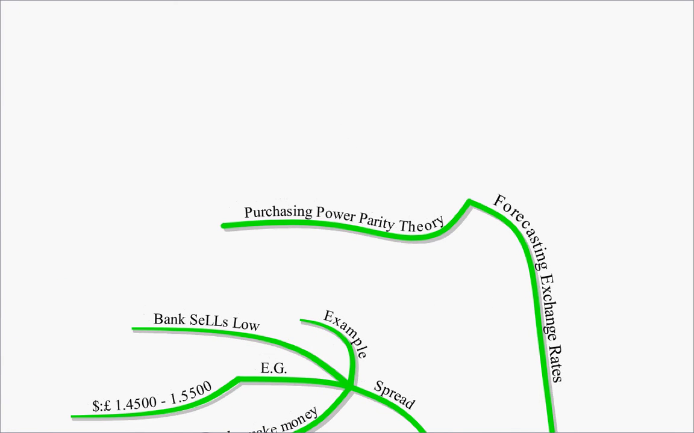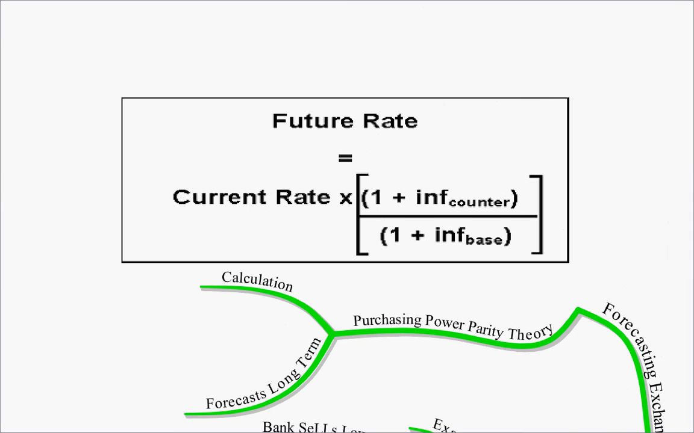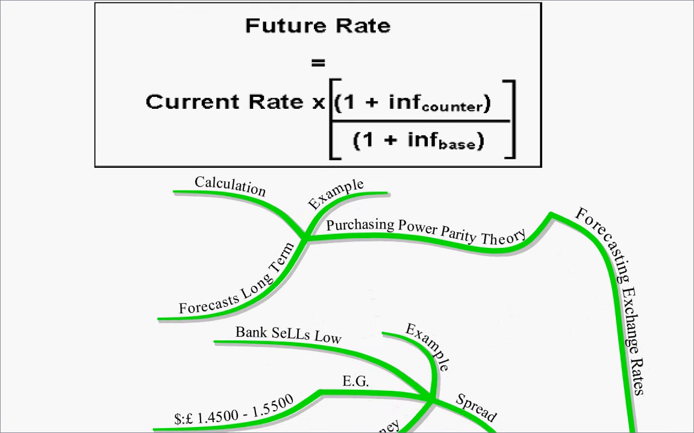Two ways to do this: purchasing power parity theory, or the law of one price. So this forecasts long-term exchange rate changes, and our calculation is that the future rate is the current rate times 1 plus the inflation rate in the counter currency over 1 plus the inflation rate in the base currency.